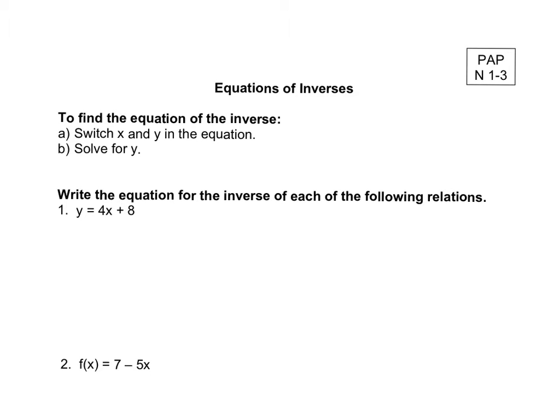Okay, notes 1-3, we're going to be finding the equation of the inverse. So if you remember back from yesterday when we were graphing inverses, all we did was we switched the x and y. So it's very similar. So it says to find your equation of the inverse, you're going to switch x and y, and then you're solving for y. So on number 1, it says write the equation for the inverse of each of the following relations. So we're switching x and y.